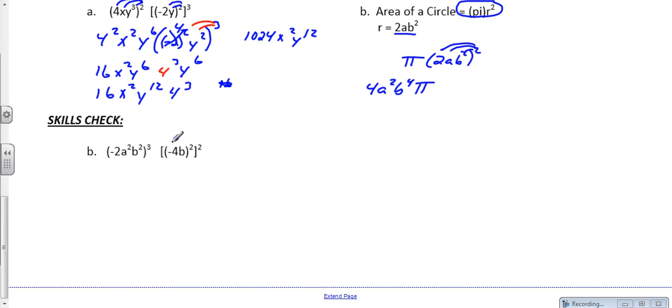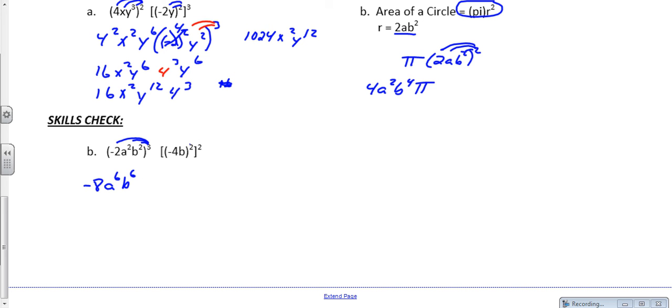Alright, last one here, we take a look at, again, distribution. Now, negative 2 to the third power. Negative 2 to the third power is a negative 8. So I'm going to do that in one step. A squared to the third power is a to the 6th, because we multiply powers. B squared to the third, we multiply together again, so it gives us b to the 6th.